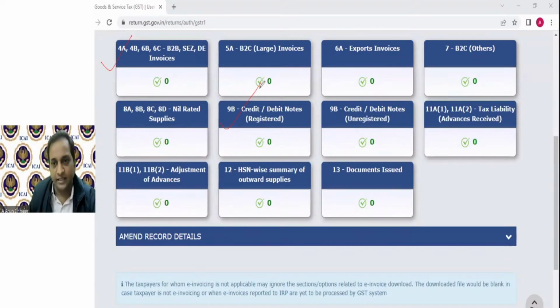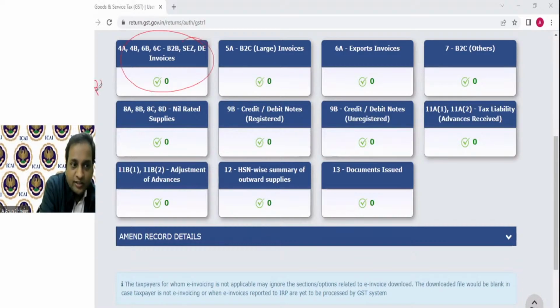यानी सभी अंदर जाएंगे तब मालूम चलेगा. अभी हम टेबल को क्लिक करेंगे तब मालूम चलेगा what is the 4A, 4B. See, it is registered transaction wherein my recipient is registered.